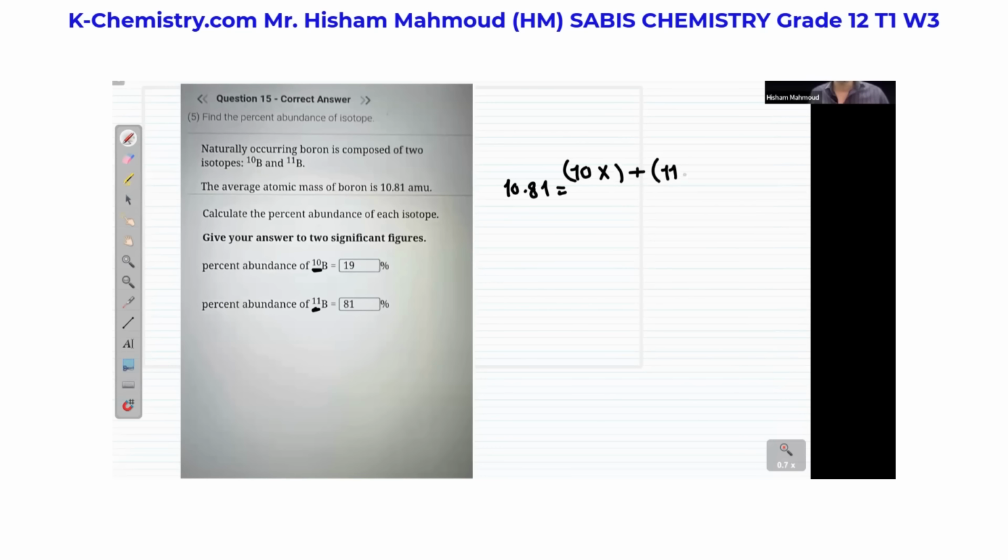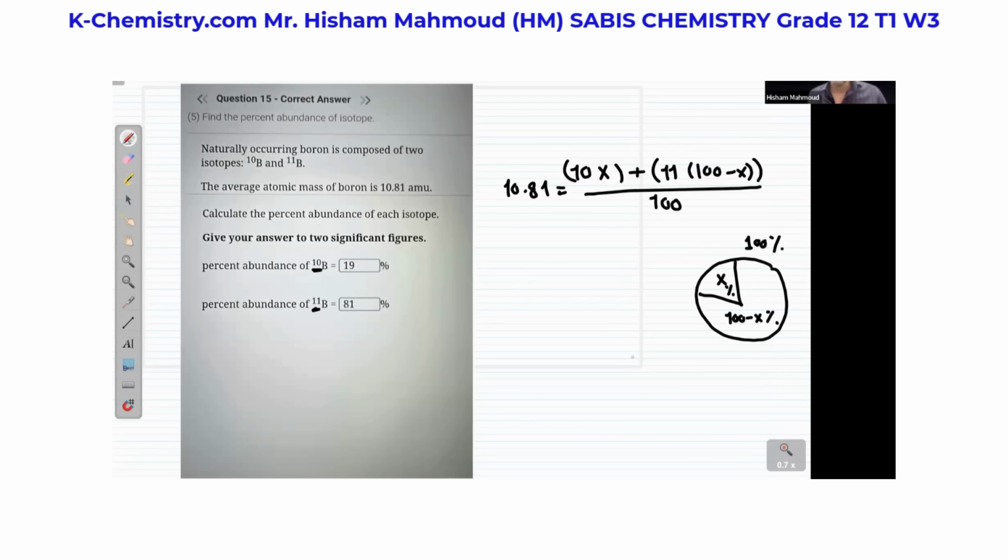So this means that 11 is multiplied by what? If the total percentage of both of them is 100% and one of them is X%, the other one normally will be 100 minus X%. That's why I multiply 11 by 100 minus X, and this all will be divided by 100.